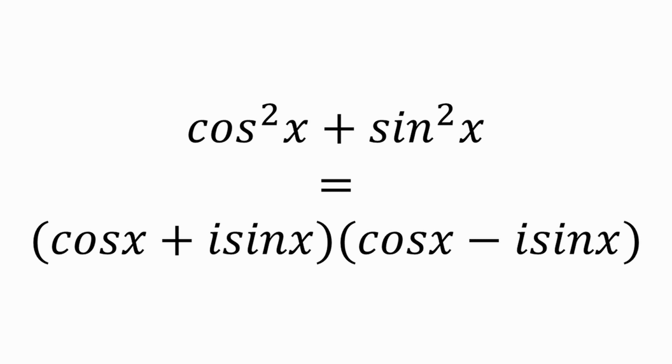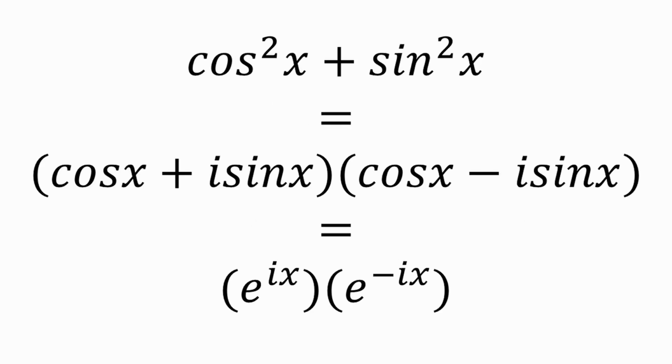we get that cos squared x plus sin squared x is equal to cos x plus i sin x multiplied by cos x minus i sin x. From De Moivre's theorem, we know that the first bracket is e to the i theta, and the second bracket becomes e to the minus i theta. Once again, multiplying exponents of the same base means adding the powers, which leads to e to the 0, which is 1.